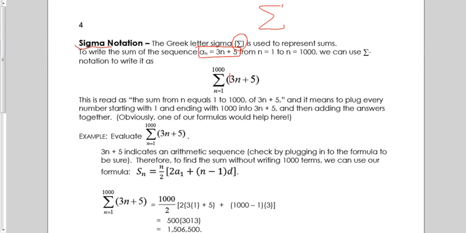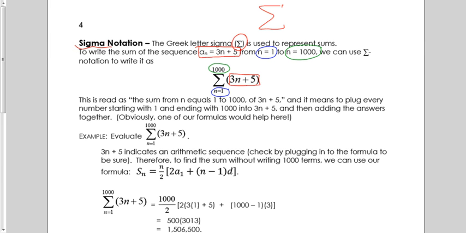We can put that in here inside our sigma, and then we're going to write n equals 1 down here on the bottom, to n equals 1,000. We don't have to write the n again. We can just put 1,000 up on the top. We use this sigma notation, and this is how we write it. So the way we read this is the sum from n equals 1 to 1,000 of 3n plus 5.